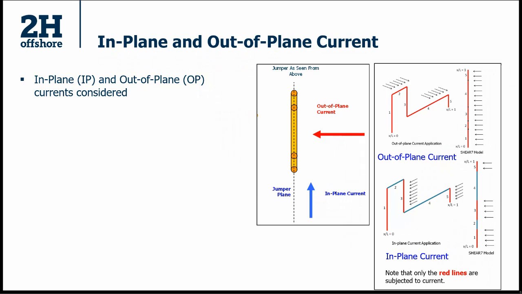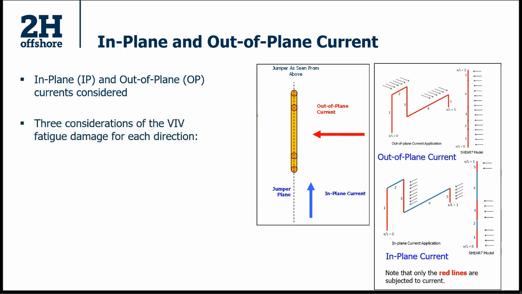On the other hand, if you have a current coming in the plane of the jumper, which is the second figure on the bottom, it's only the red lines, the vertical legs of the jumper, that are susceptible to VIV, because those are the legs on which vortex shedding can occur. The blue lines, number 2 and number 4, since the current is flowing parallel to the pipe, cannot induce VIV. So that's the main difference between the two directions: in one, the entire length is susceptible to VIV, and in the second, only the vertical legs.